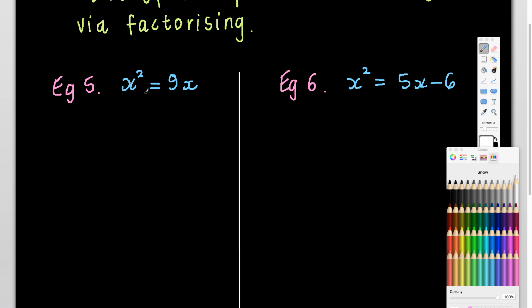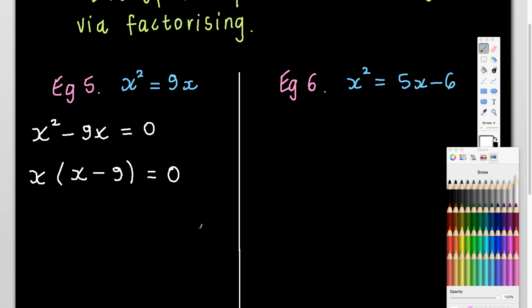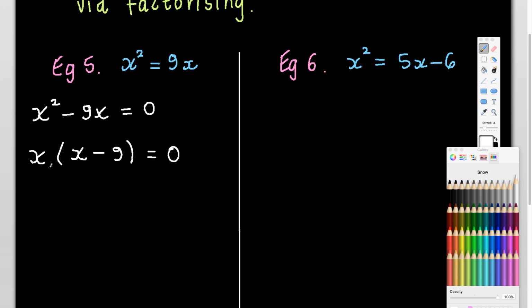As you can see, I've got x squared equals 9x. So if I rearrange by subtracting 9x from both sides, you'll see I'm left with 0 on the right-hand side. From there, I will factorise. There we go. And that's equal to 0. Now just be careful here, don't divide both sides by x. Of course that is possible to do at this point, but then you'll lose one of your solutions. So we leave it like this.